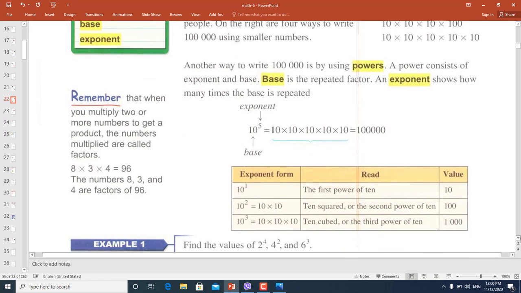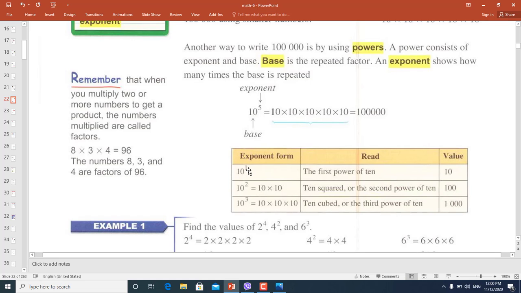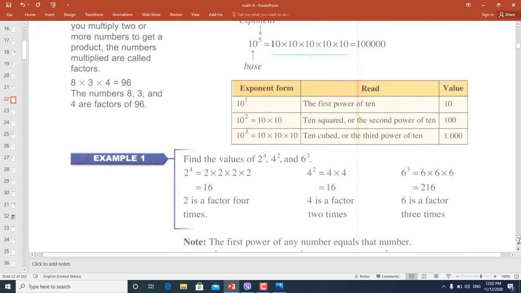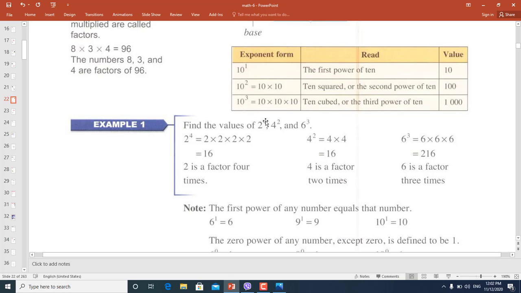Look at this table. We have 10 exponent 1. That means we have just one 10. It's the first power of 10. We have just one 10 and the value is 10. And 10 to the power of 2, or 10 squared, means this 10 is repeated 2 times. 10 exponent 3 means 10 times 10 times 10. This 10 is repeated 3 times, so it is 1000. The value of 10 exponent 3 is 1000. Example 1: find the value of 2 exponent 4, and 4 exponent 2, and 6 exponent 3.